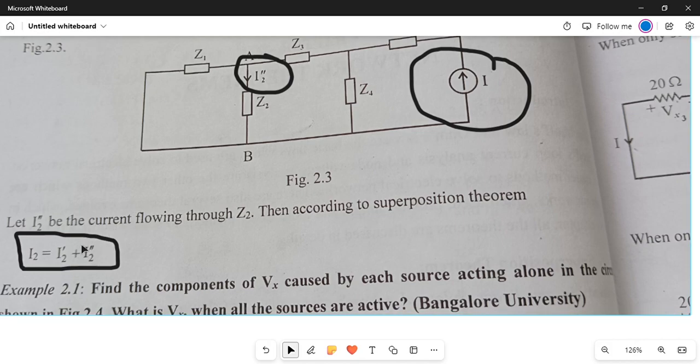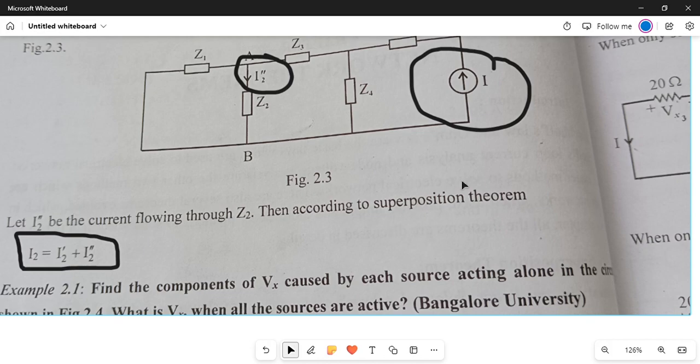So the algebraic sum of the individual currents of an element is being caused by the individual sources acting alone. See, here I is acting alone, and in the other, V was acting alone, correct? Yes, that is what you have to understand.